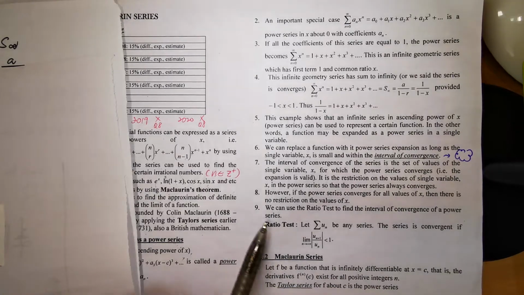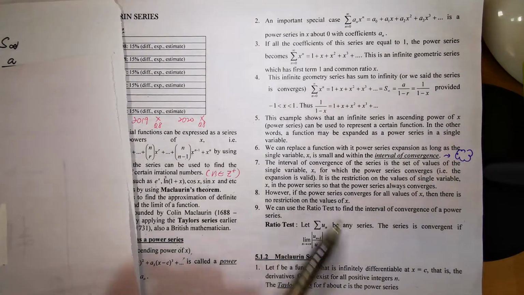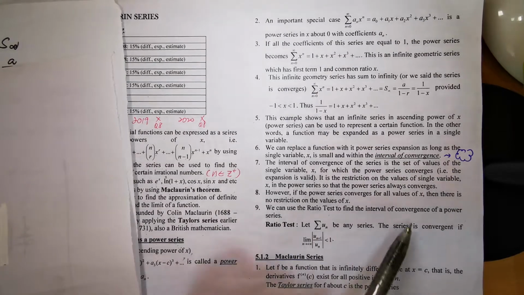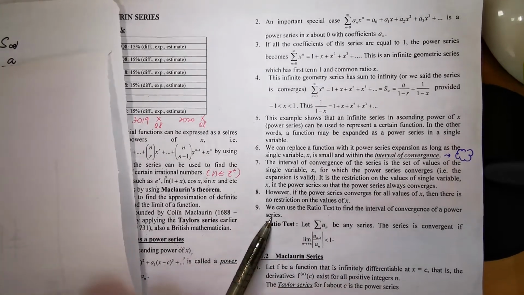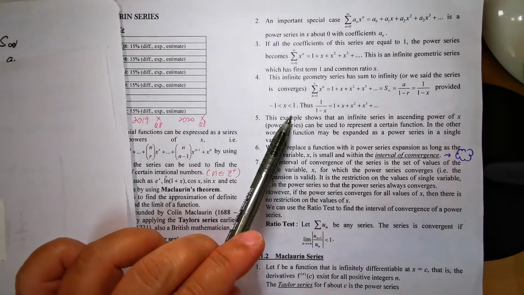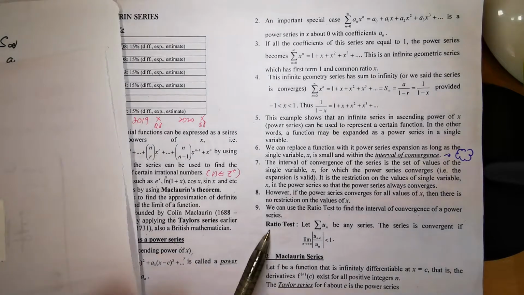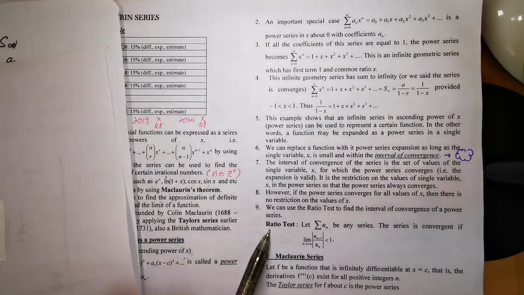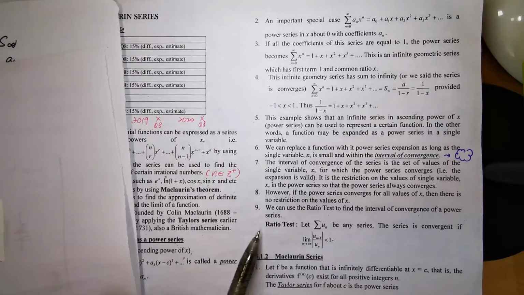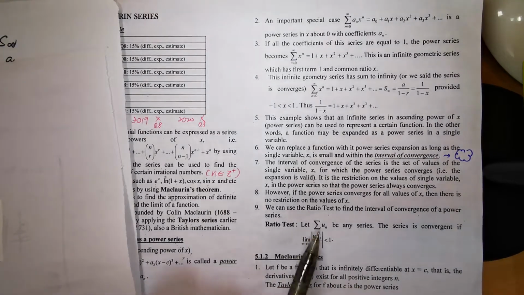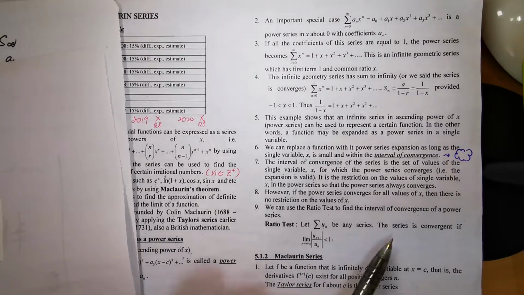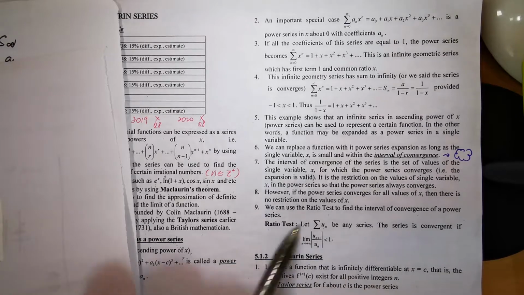All right. And number 9, this is something extra. Okay, this is some extra information. We can use the ratio test to find the interval of convergency of a power series. Or maybe in some other series, we might know, what is the interval of convergency? Actually, we can use this ratio test to find the interval of convergency. All right, so this is the concept of ratio test. Okay, let's say the summation of un may be any series, this is any series. The series is convergent if this happen.